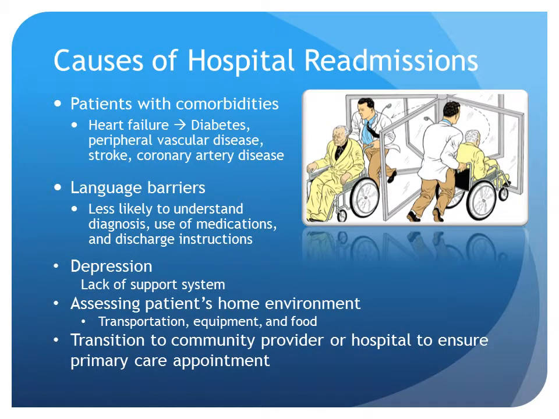Now, what are the causes of hospital readmissions? Patients with comorbidities are at risk for rehospitalization. An analysis of adults hospitalized in 6 states found that the higher the number of chronic conditions a patient had, the greater the chance of readmission. Another study has found that patients readmitted after being hospitalized with heart failure were more likely to have diabetes, peripheral vascular disease, stroke, and coronary artery disease.